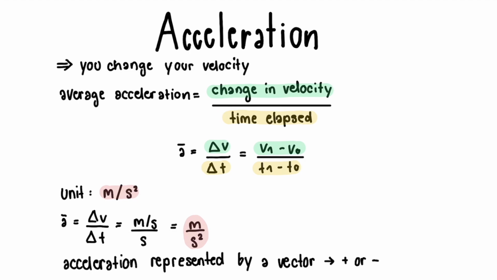Acceleration is represented by a vector, so it can be positive or negative. As well as for velocity, there's also uniform acceleration. This means the acceleration is constant. Now you have to listen carefully, as we will talk about important formulas and how to derive them.